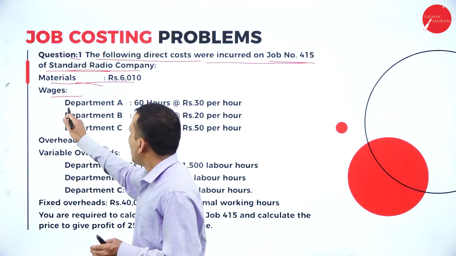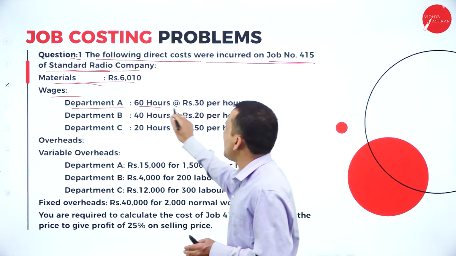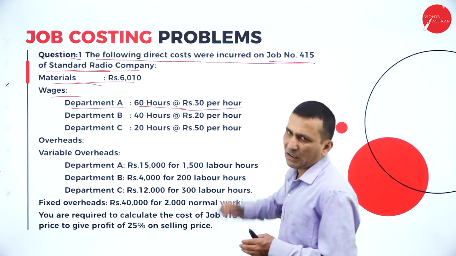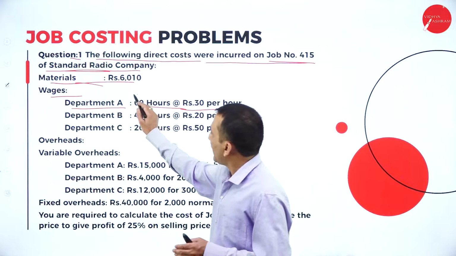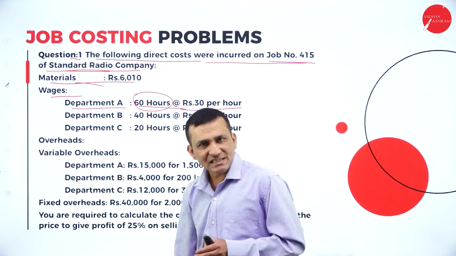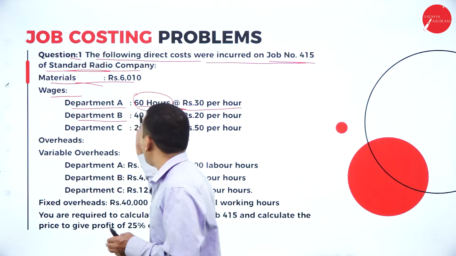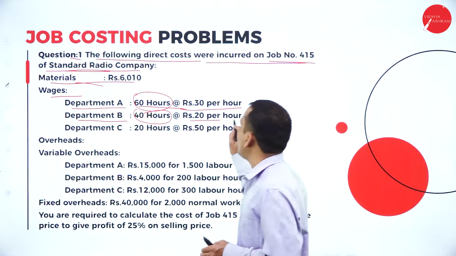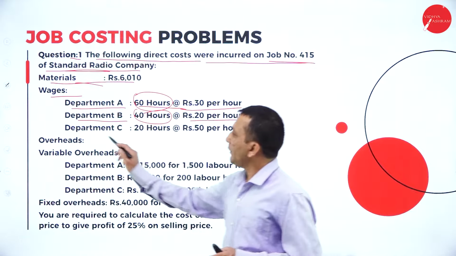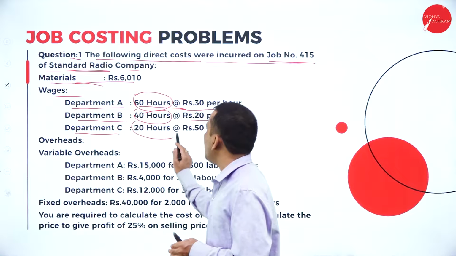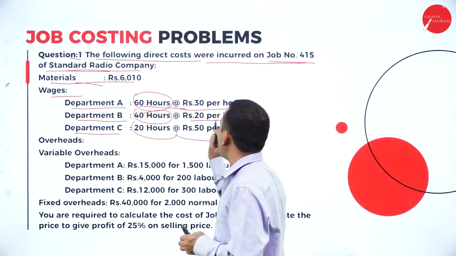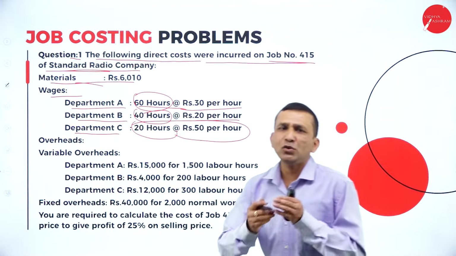Here department A has 60 hours at rupees 30 per hour, as clearly specified. The working hours are: department A 60 hours, department B 40 hours at the rate of 20 per hour, and department C 20 hours at the rate of 50 per hour. Now moving to overhead.